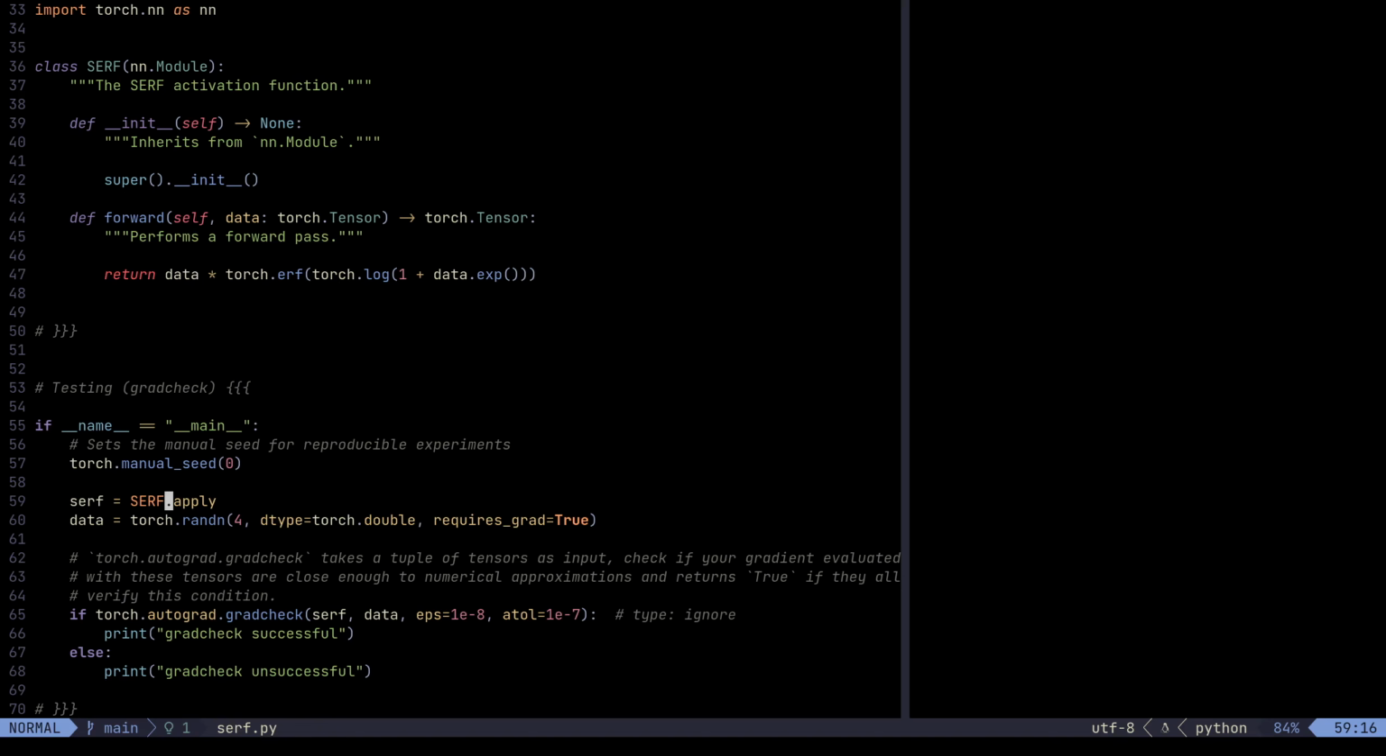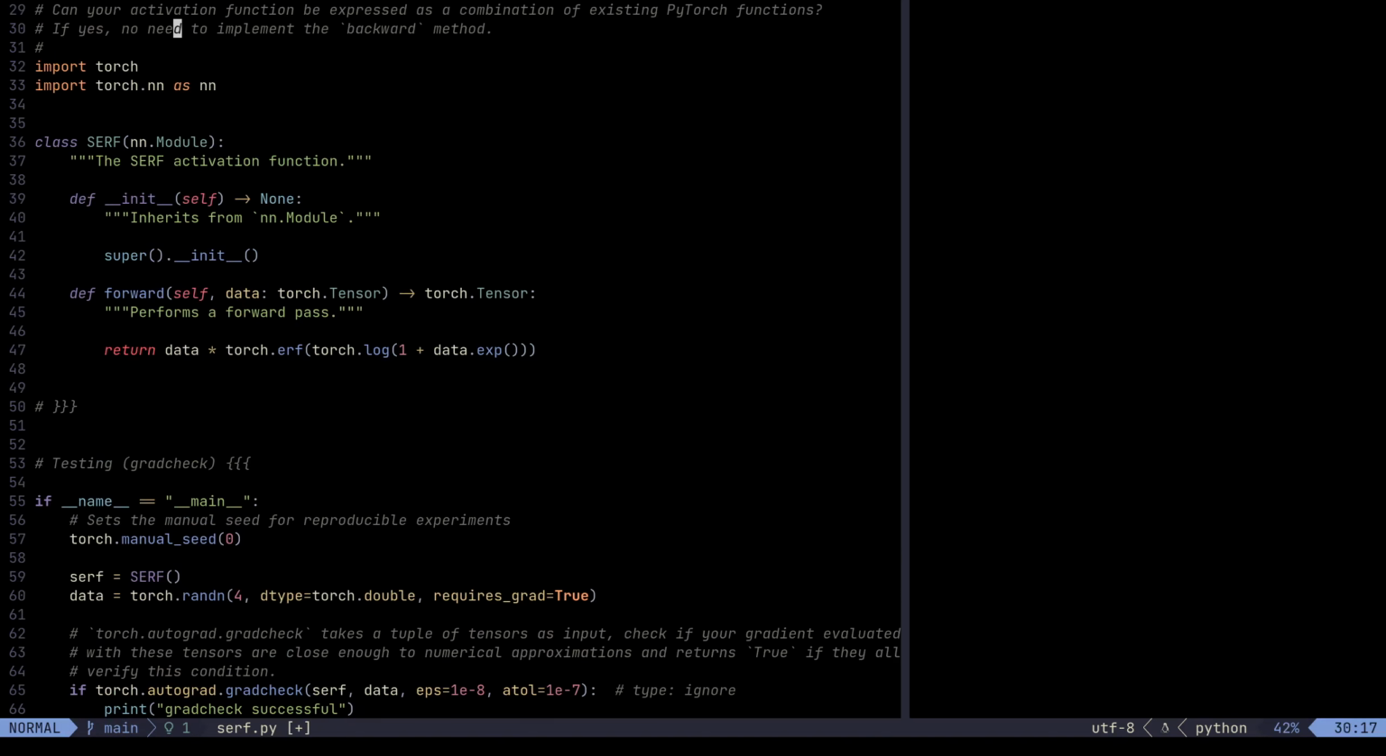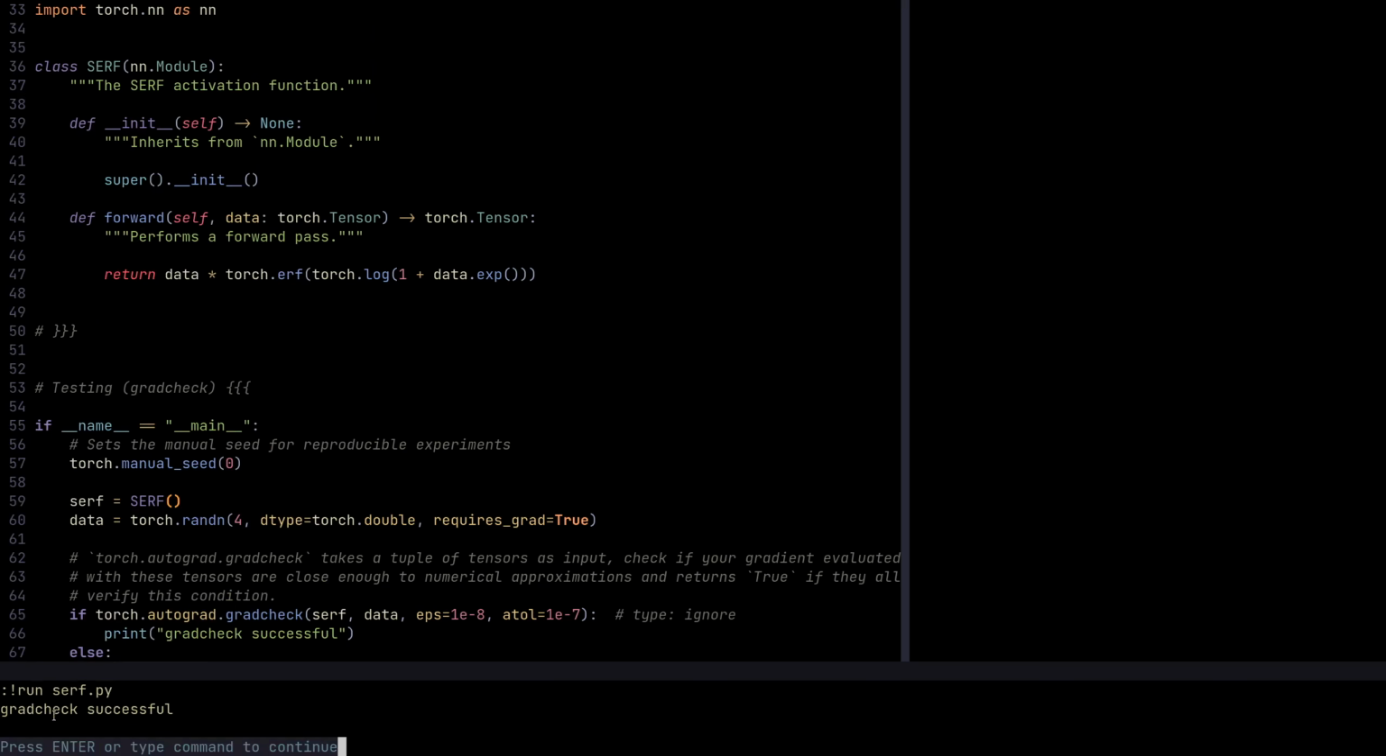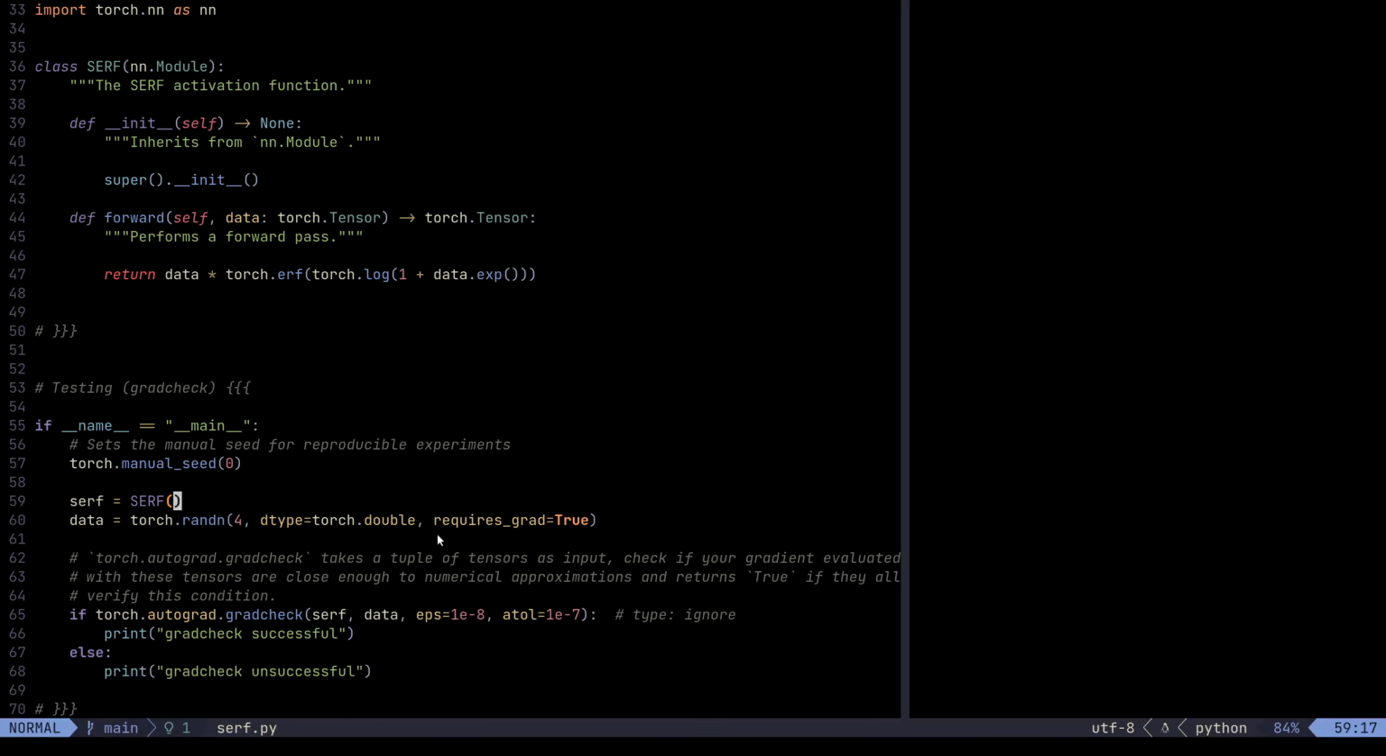But in the case of nn.Module, we inherit from nn.Module and then we perform inheritance here. We do need to do that in this implementation. In that case, we just initialize a class, SERF, and then we can test this. And there it is, gradcheck successful. Super cool. Okay, so this is the alternative implementation.